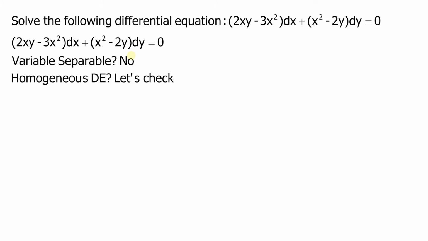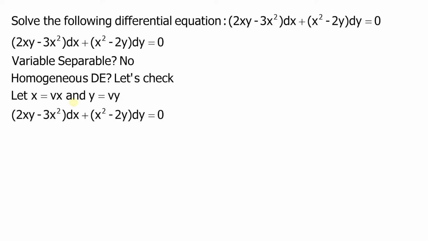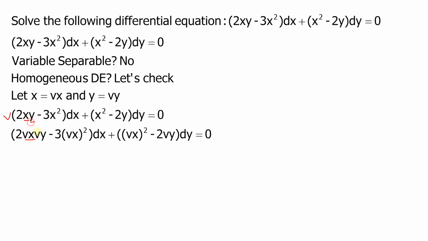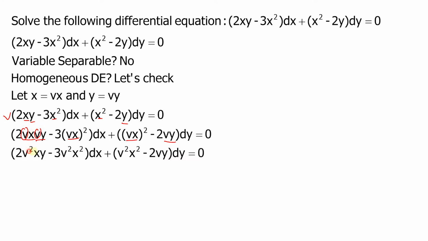So, to confirm, you have to check. You have to let x equal to vx and y equal to vy. So, this is your original equation. Substitute na nato, x equal to vx and y equal to vy. Then, simplify, class. So, v times v is v squared xy minus 3v squared x squared dx plus v squared x squared minus 2vy dy equal to 0.